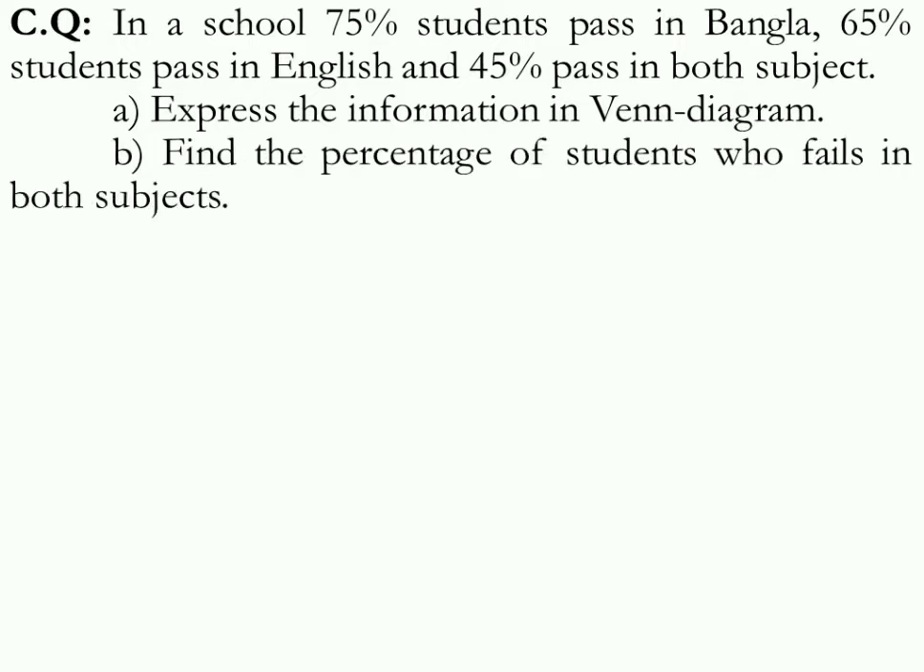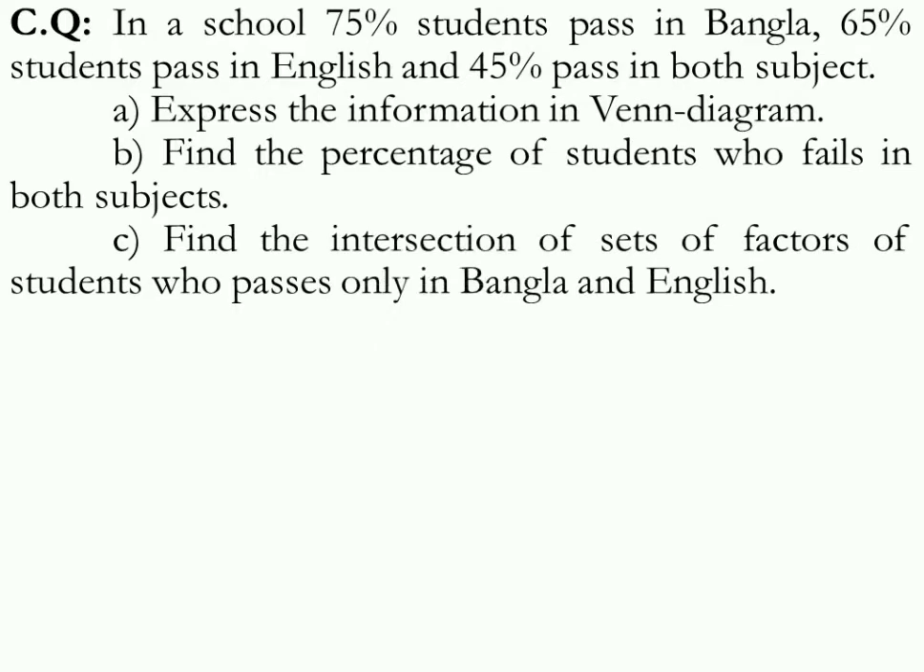But let us see the second question. Find the percentage of students who fail in both subjects. Here only pass in each subject is given. We have to find the percentage of students who fail in both subjects. Question C: find the intersection of sets of factors of students who pass only in Bangla and English. That means the percentage of students who only pass in Bangla and the percentage of students who only pass in English. There are two numbers, and we have to find the factors of these two numbers and then make the intersection of these two. So let's start from the solution of A.